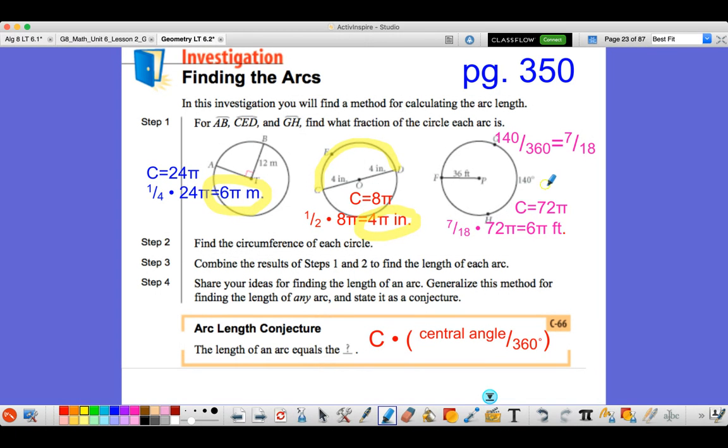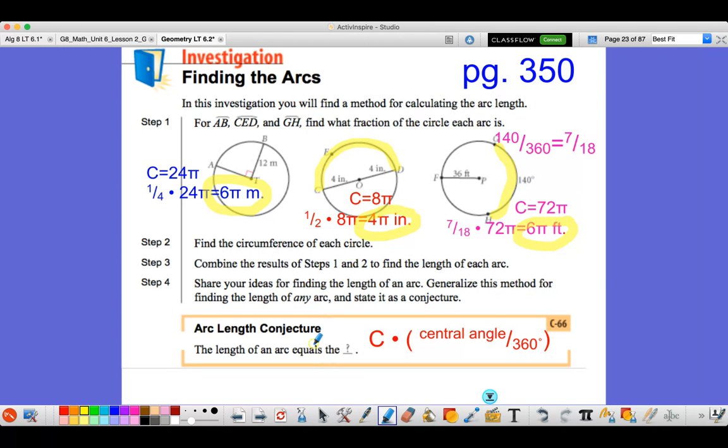And for my last circle, circle P, I'm talking about this arc right here that's 140 degrees. This one doesn't give us a nice fraction like what we had before. So when you take 140 out of 360, reduce that, 14 over 36, divide by 2, what you get is 7/18. The circumference is 72 pi, double that 36, and then 7/18 times 72 pi will give you 6 pi feet for that.